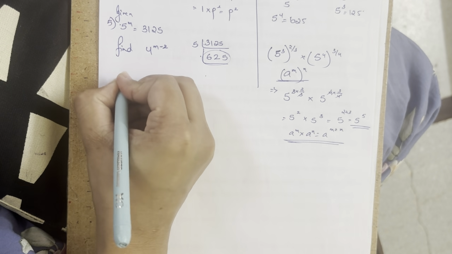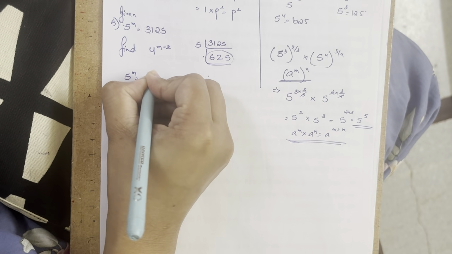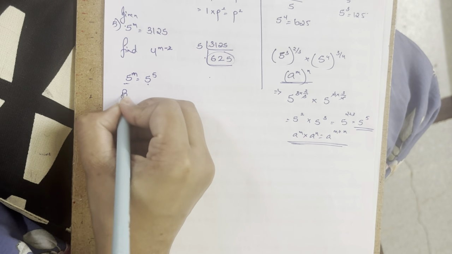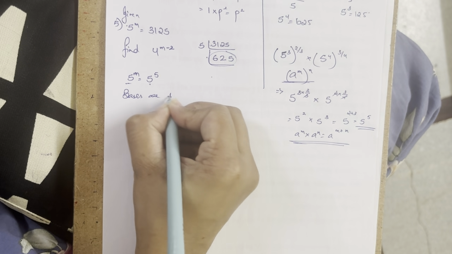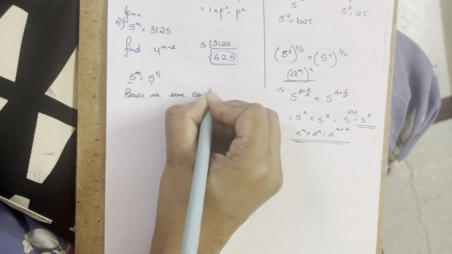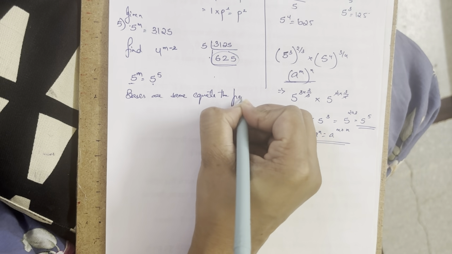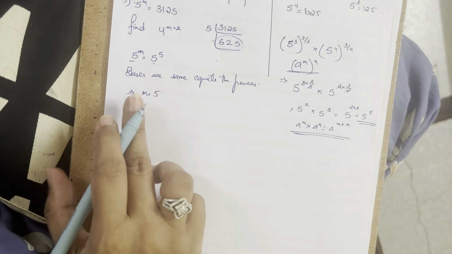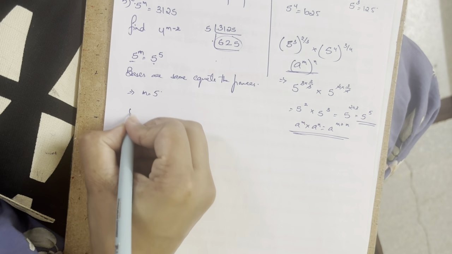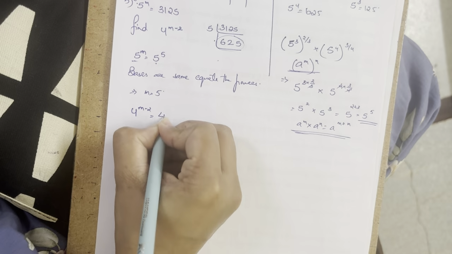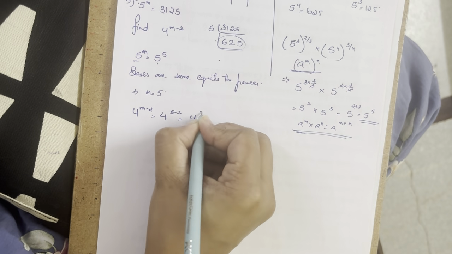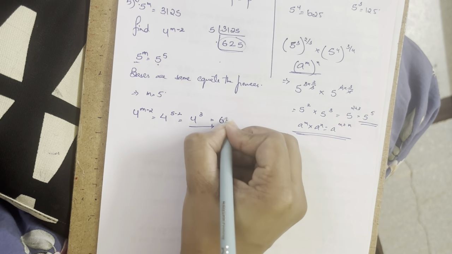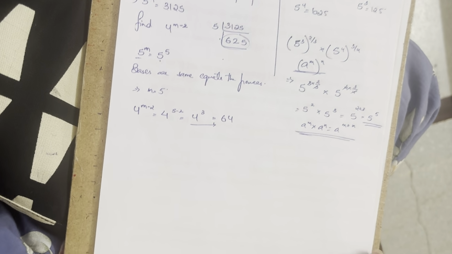So 5 to the power m is equal to 5 to the power 5. So what do you get in here? Since the bases are the same, you can equate the powers. You can write it down in here. Bases are same, you are going to equate the powers. So that implies m is equal to 5. Now substituting this m in here, 4 to the power m minus 2 is equal to 4 to the power 5 minus 2, which is 4 to the power 3. If you want to expand it, or you can leave it like this also. 4 to the power 3 is 64. So that's the fifth question that we have.